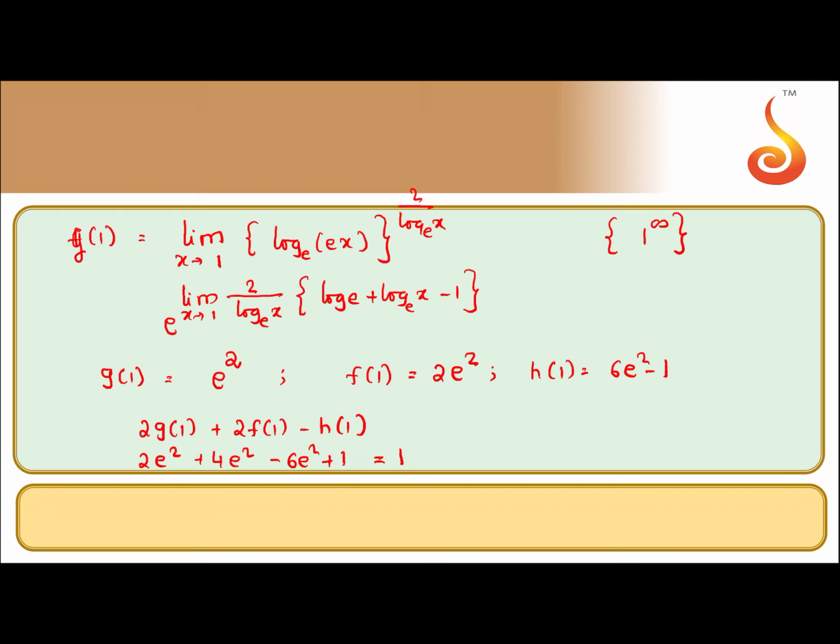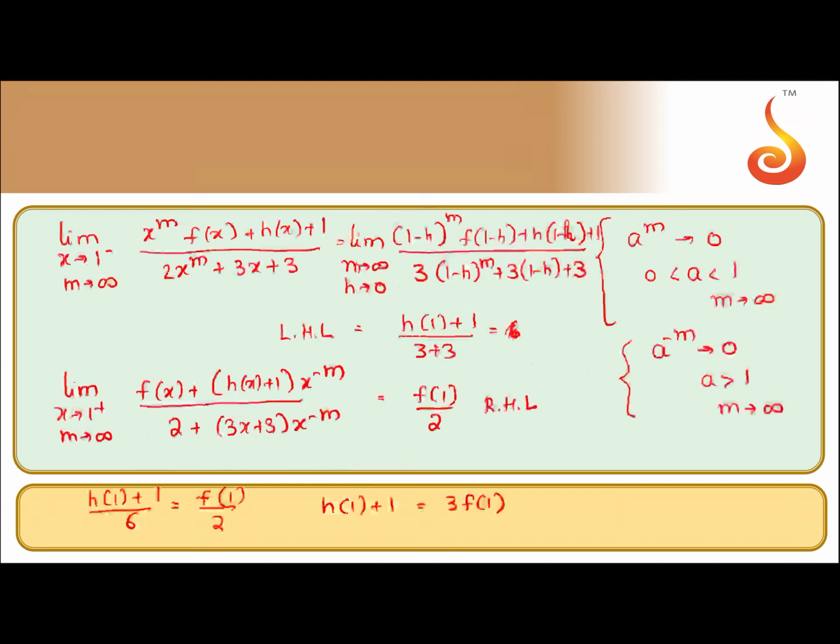We have calculated the left hand limit and right hand limit. Only one limit is given to you. When x tends to 1 minus, it means a fraction. So a fraction to the power infinity will become 0. Only h1 plus 1 by 3 plus 3 will be left over. That is the left hand limit. Similarly, what is the right hand limit? So you divide by x to the power m. So what happens? x to the power minus m. So this becomes a fraction. So only f1 by 2 is left over, which is the right hand limit. So for a function to be continuous, the left hand limit must be equal to the right hand limit.